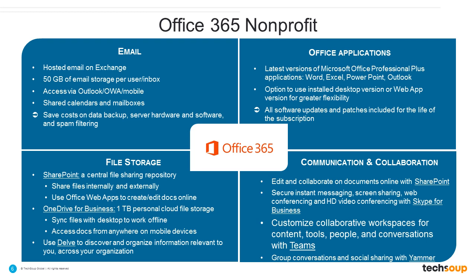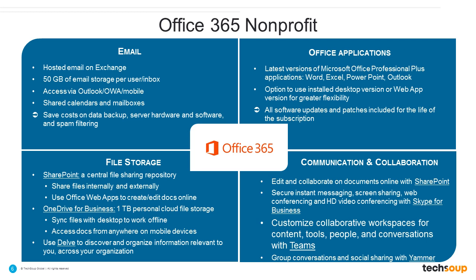Here we have Office 365 nonprofit. So the first tile would be email. Our Office 365 email is a hosted email on Exchange. It has 50 gigabytes of email storage per user and per inbox. You can access these emails via your desktop application Outlook, or if you don't want to use your desktop application, you can use it online on any of your web browsers such as Google Chrome, Firefox, etc. Or you can also use it on your mobile devices. You have access to shared calendars and mailboxes using this email facility. The Office 365 email saves costs on data backups, server hardware and software, and it also includes spam filtering.